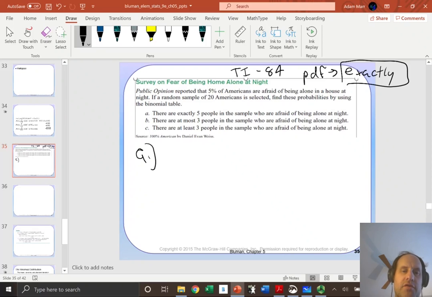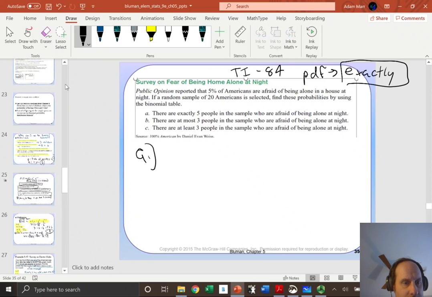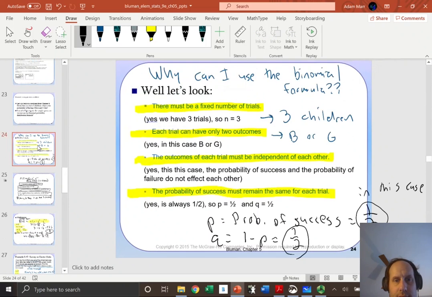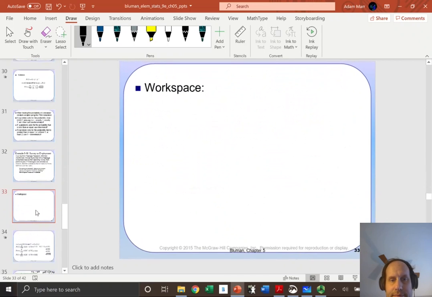What do we have to figure out here? First of all, it is binomial. If you go back to our previous slides, why is it specifically binomial? Fixed number of trials, yes. Each trial can only have 2 outcomes, yes. The outcome of each trial is independent. The probability of success must remain the same for each trial. So we're good right there.